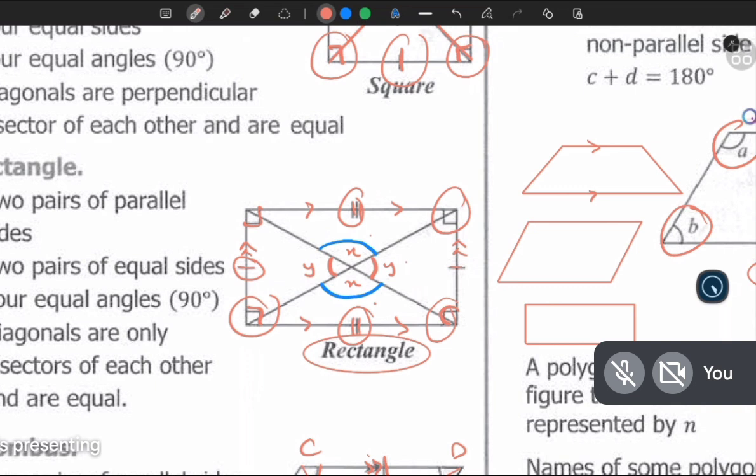So how do they represent these lines? They will represent these lines by giving a single arrow to one set of parallel lines and giving a double arrow to the other set of parallel lines.